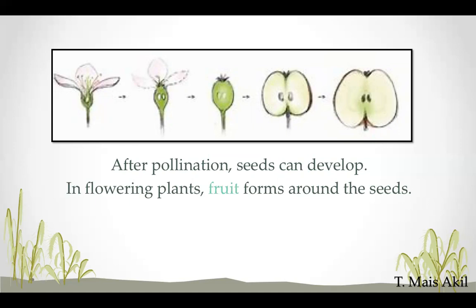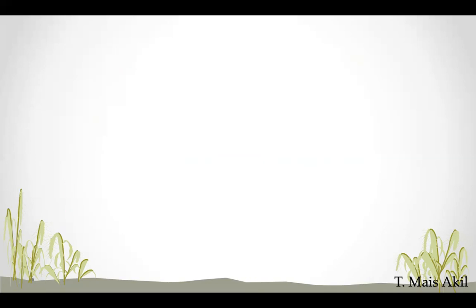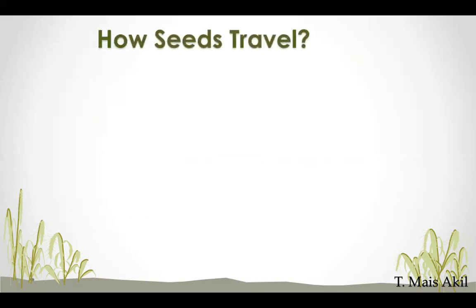After pollination, seeds can develop. In flowering plants, fruit forms around the seeds. So this happens only in the flowering plants, the plants that have flowers. Fruit is a structure that holds the seeds. Now let's see, after the flowers make the seeds, how could the seeds travel to the soil and make the new plants? How do seeds travel?